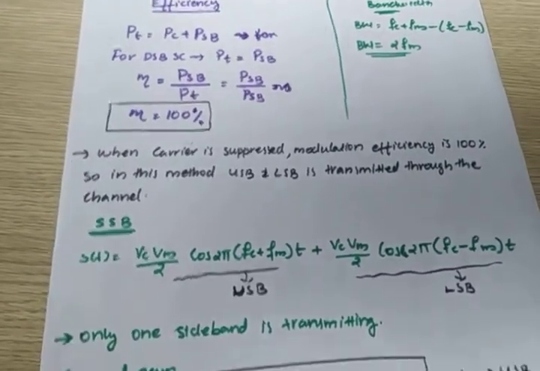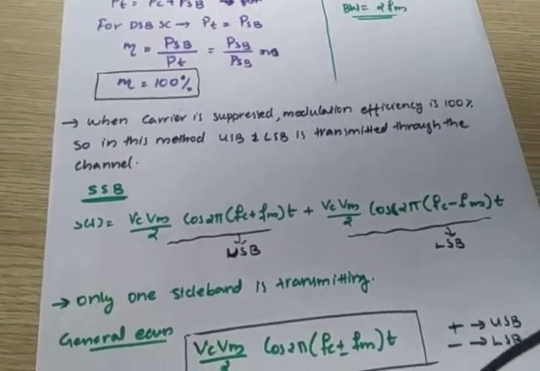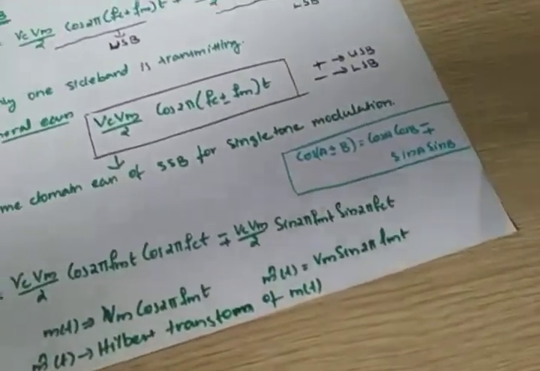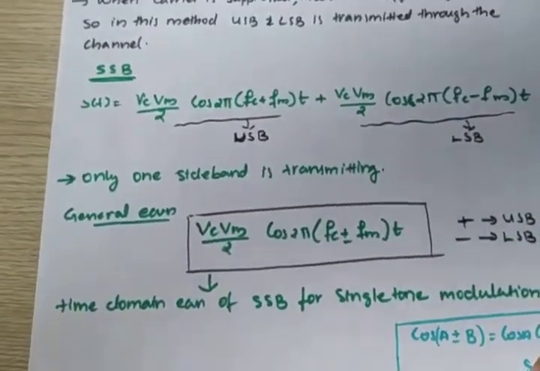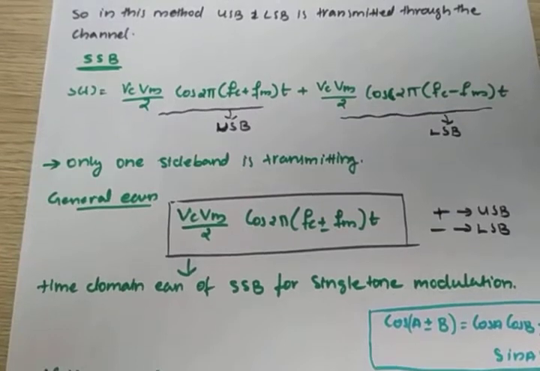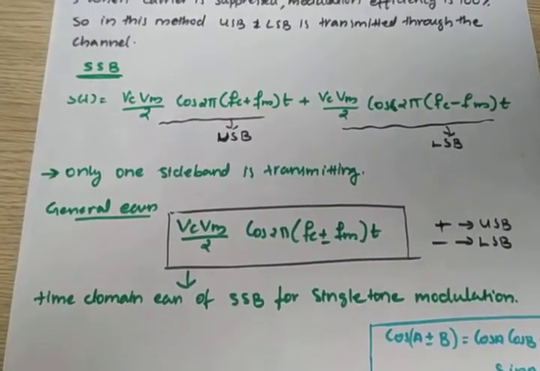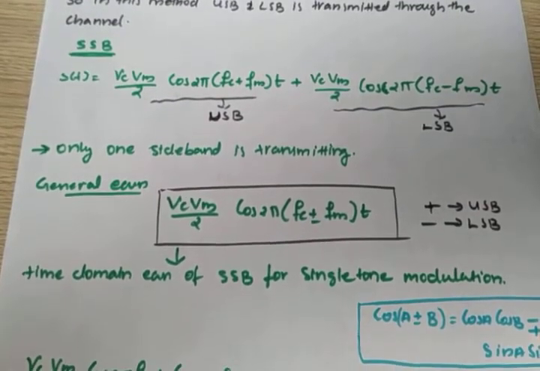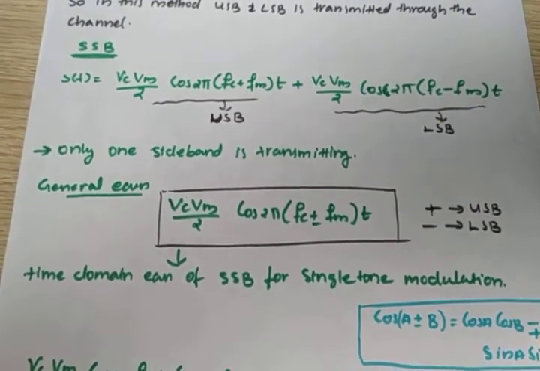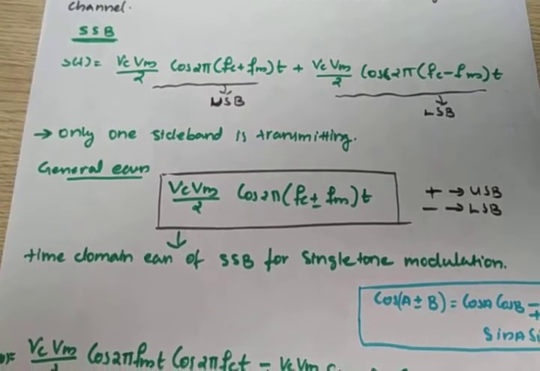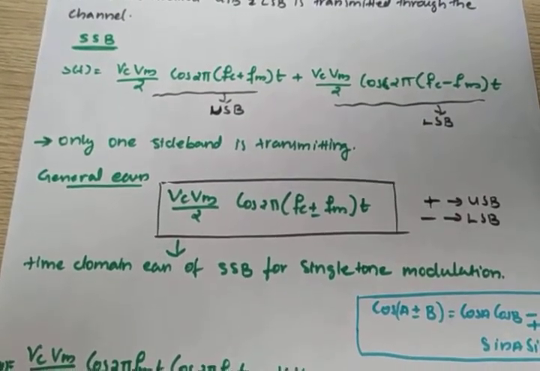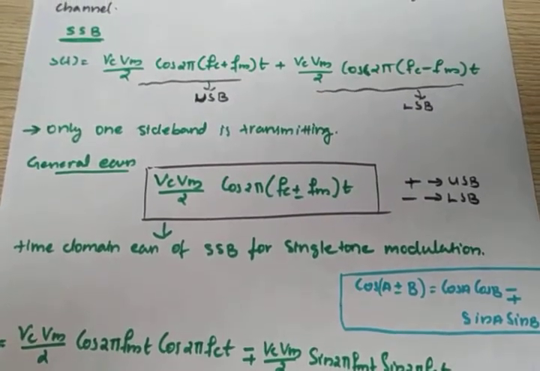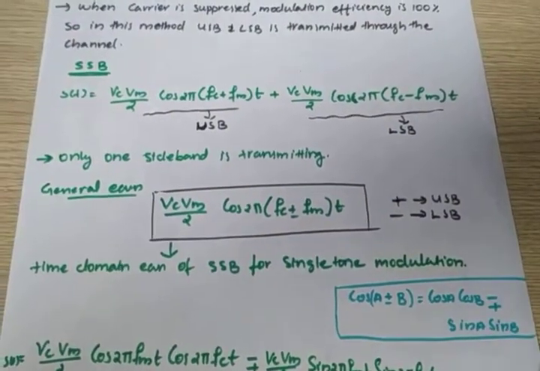So welcome. Today I'll discuss SSB, single sideband modulation. In single sideband, only one sideband is transmitted. In double sideband, we suppress the carrier and two sidebands are transmitted, but in single sideband only one sideband is transmitted. The remaining sideband we suppress. That's about single sideband modulation.